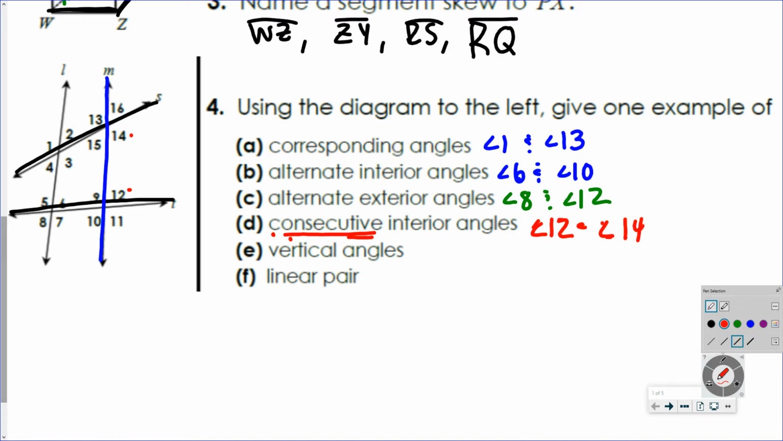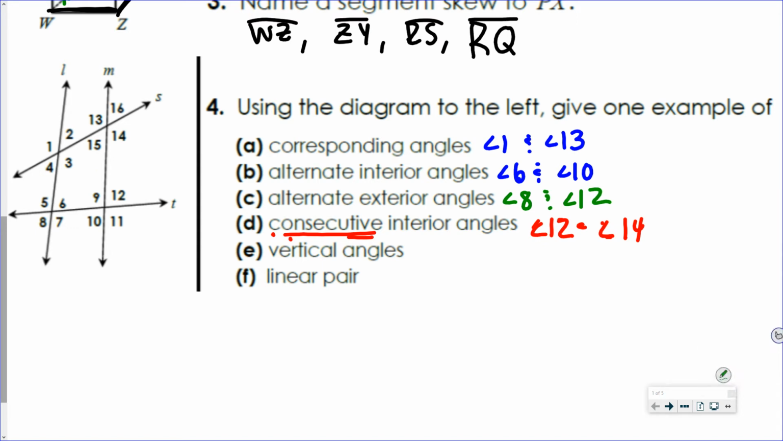And angle 14. All right, those are all our new vocab words from last lesson. Now, vertical angles and linear pair, that's a review. Vertical angles would be any two that are across from each other at the intersection point. I said 10 and 12.